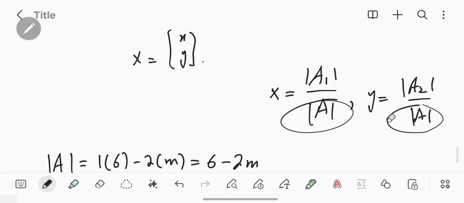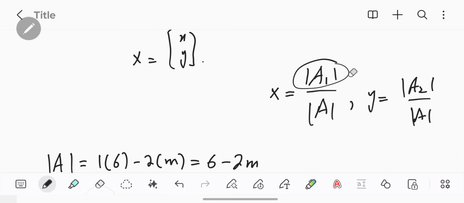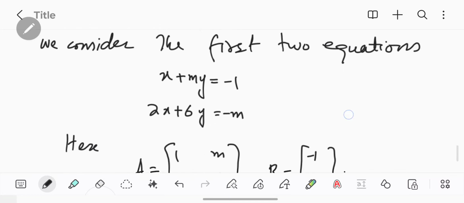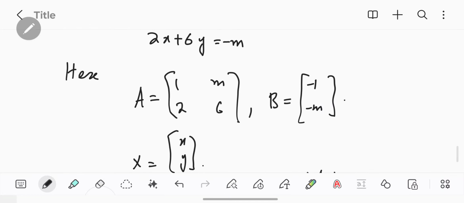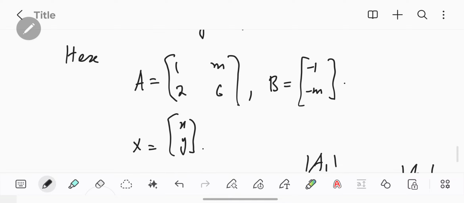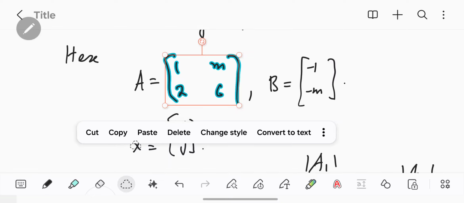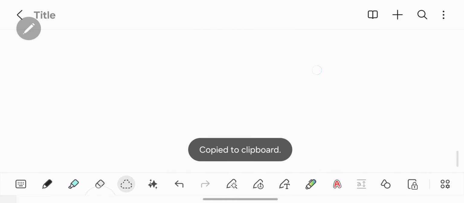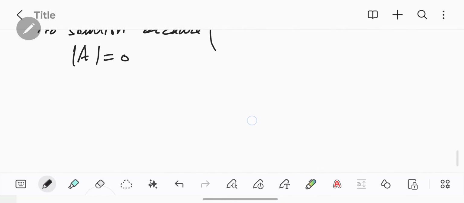Since the determinant is already found, now we will find the determinant of A1 and the determinant of A2. You know that the determinant of A1 can be found by replacing the first column by the matrix B, and the determinant of A2 can be found by replacing the second column by the matrix B. So first of all, I will find the determinant of A1 by replacing the first column by the matrix B.